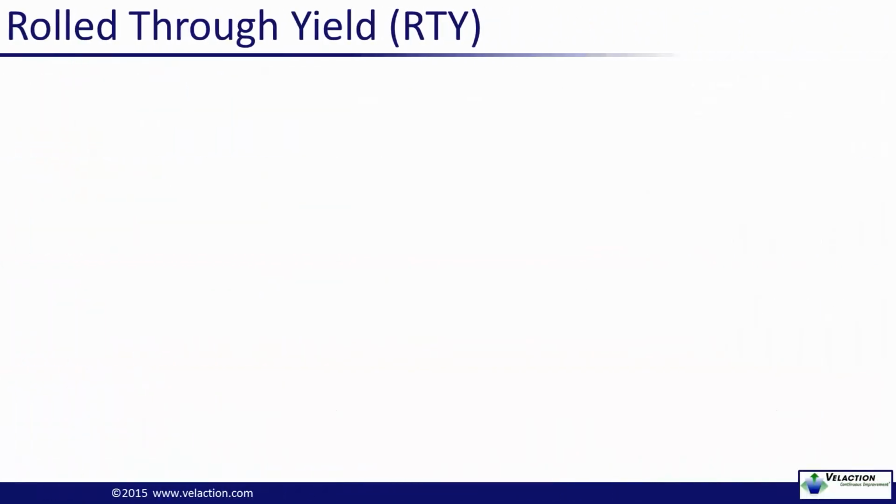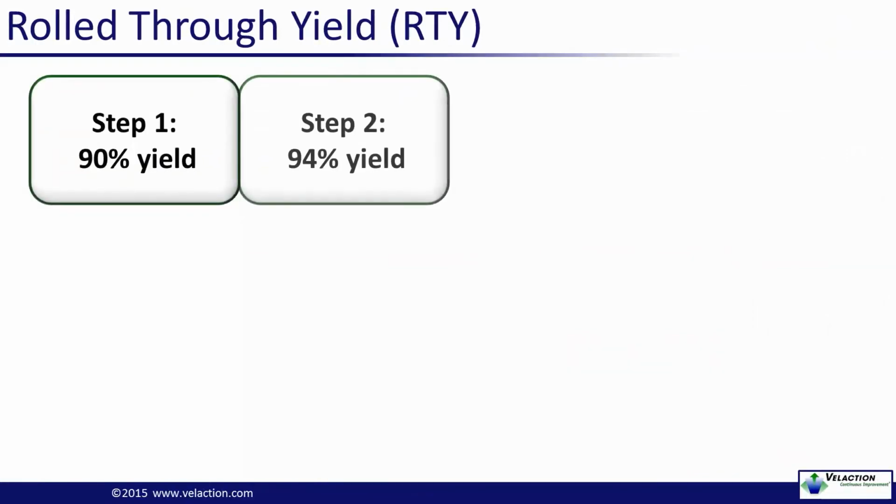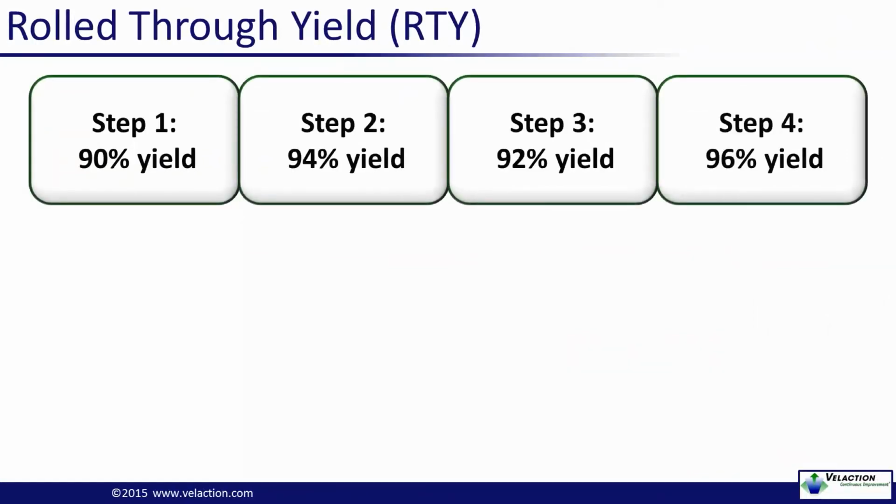Let's look at yield in a bit more detail. Imagine you have 4 processes that are linked together. Each of them seems like they have a relatively high percentage associated with them. If you were in grade school, on many scales, this would make you a straight-A student. But if you look at all these linked together, you are dealing with something called rolled-through yield.